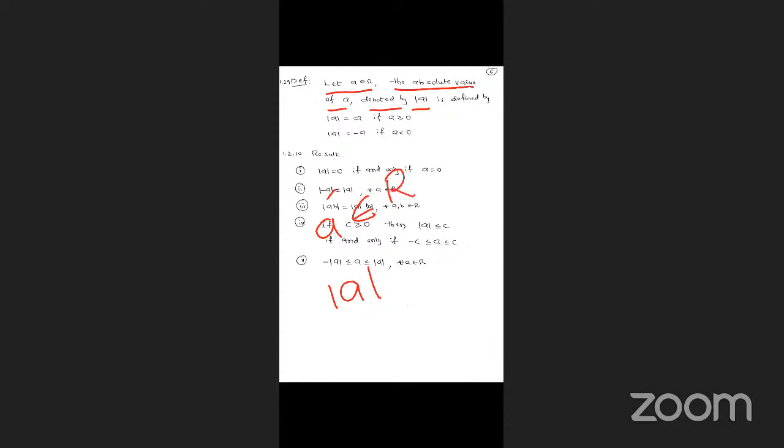A is a number, R is the set. A belongs to R, and the absolute value denoted by mod A is defined as: mod A is equal to plus A, it means A is greater than or equal to 0. And next, mod A, the absolute value of A, is equal to minus A, when A is less than 0.